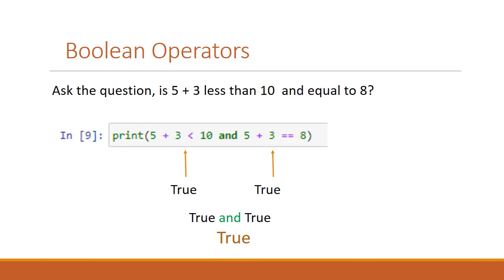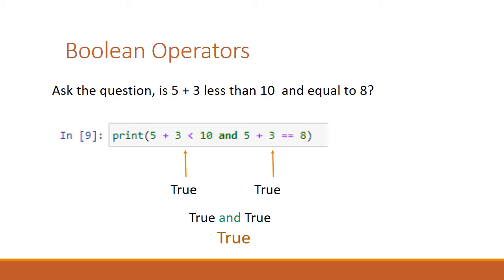So in this example, we're combining arithmetic operators, relational operators, and Boolean operators. So the way the processor evaluates this expression is the arithmetic operators are executed first, then the relational operators, and lastly, the Boolean operator.